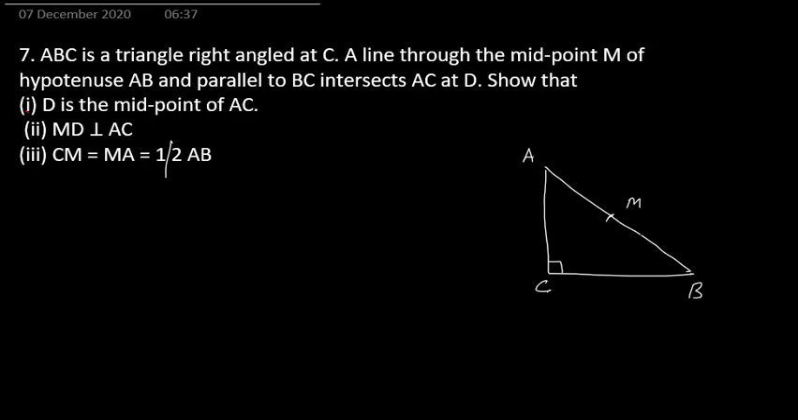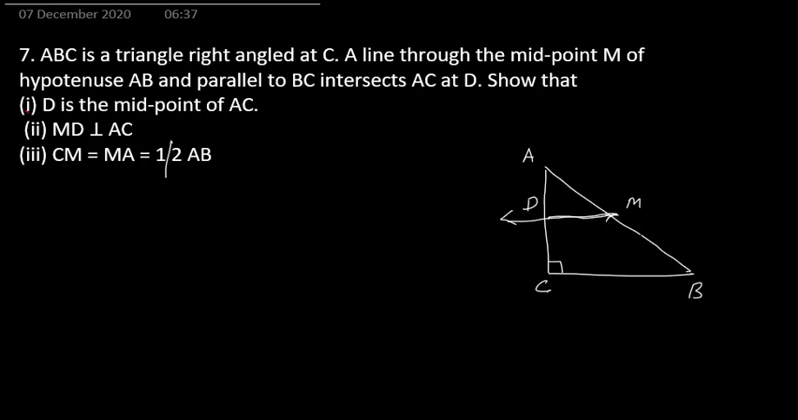A line through the midpoint M of the hypotenuse AB and parallel to BC. So we have to draw a line through the midpoint M of the hypotenuse AB and parallel to BC, intersecting AC at D. So we will draw a parallel side. This is a parallel side to BC and it intersects AC at point D. We have to show that D is the midpoint of AC. So it is simple, D is the midpoint of AC, right? Because this is the midpoint and this is parallel. So D is the midpoint by converse of midpoint theorem.